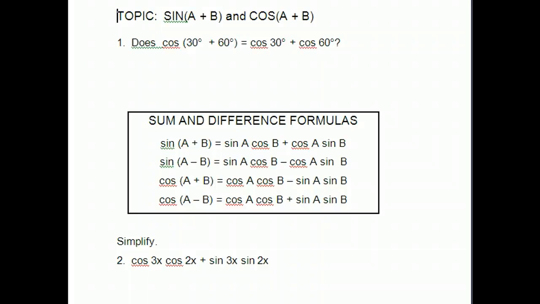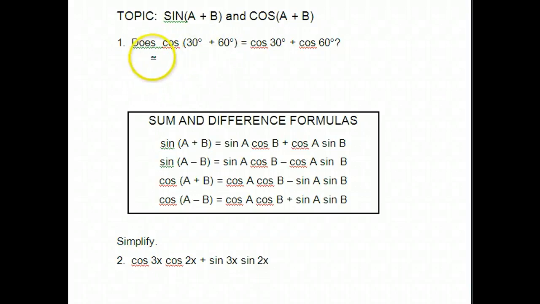All right, we're gonna continue our identity section here with some trigonometric addition formulas. So sine AB and cos AB. The first thing we want to get out of the way here is, does cos of 30 degrees plus 60 degrees equal cos 30 plus cos 60? I guess they're asking, is there some sort of distributive property happening there? And the answer is no.